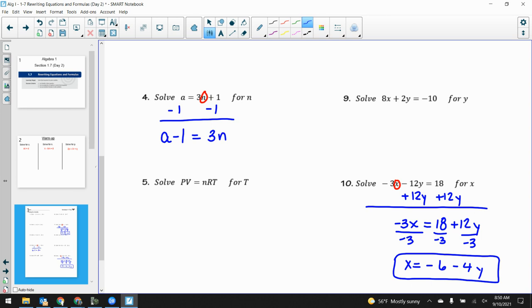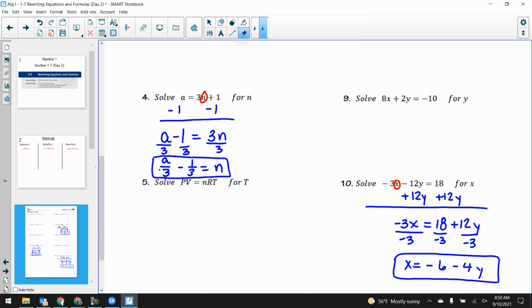Now, this is a case where when I divide by 3, each piece needs to get divided by 3, but is there anything to reduce here? Like, is it like a 6 over 3 where it becomes 2? No. Is it like a 12 over 3 where it becomes 4? No. And so this has to stay just a over 3 minus 1 over 3 is equal to n. You kind of leave it as fraction form there. So a over 3 minus 1 over 3.